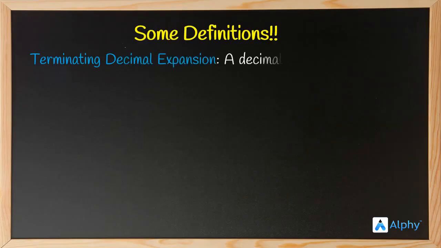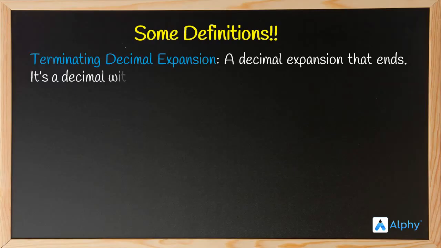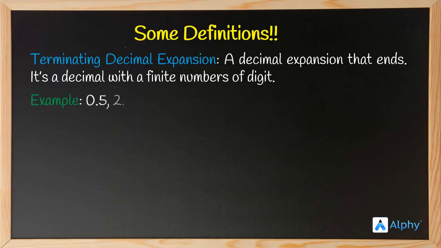Terminating decimal expansion: a decimal expansion that ends. It's a decimal with a finite number of digits. So basically a terminating decimal expansion of a rational number would mean a decimal expansion that ends after a point. So it has a finite number of digits, and you can know that it has stopped and has ended at a point. So let's take a look at some examples.